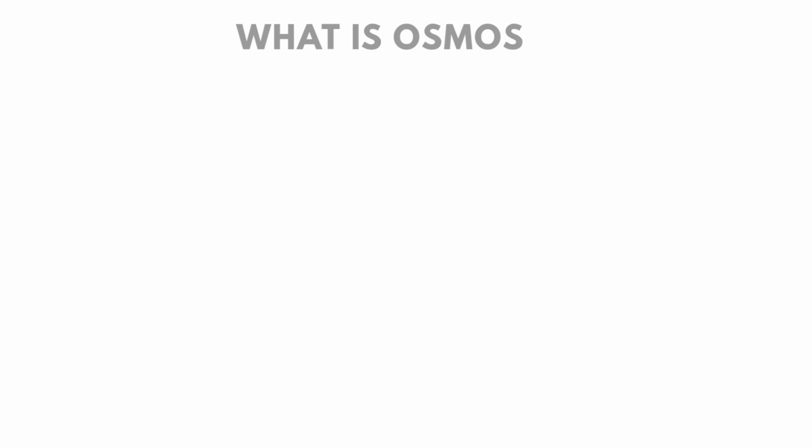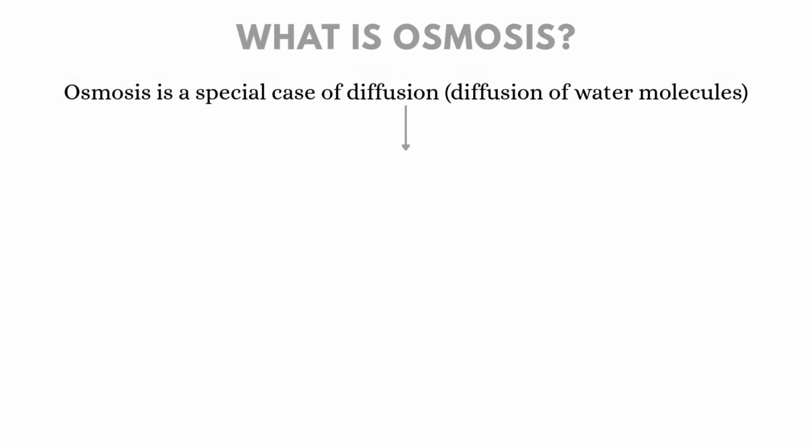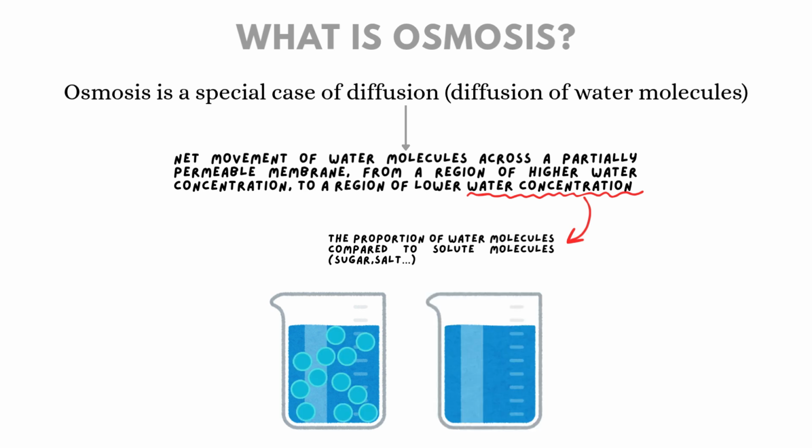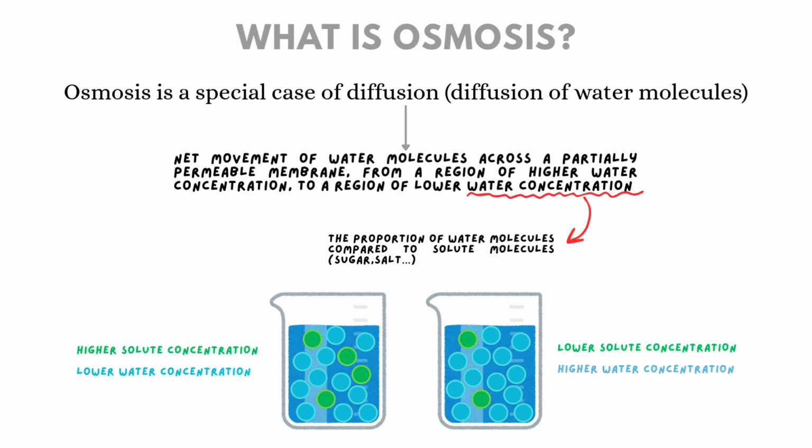Let's break down osmosis. What is osmosis? It is a special case of diffusion, specifically, the diffusion of water molecules. Osmosis is defined as the net movement of water molecules across a partially permeable membrane, from a region of higher water concentration to a region of lower water concentration.